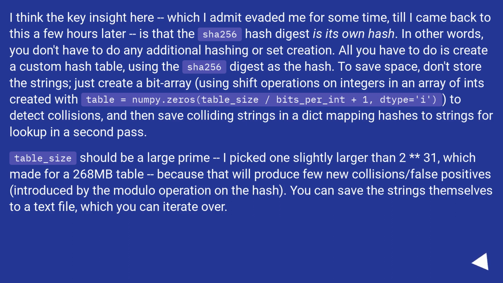created with table = numpy.zeros(table_size // bits_per_int + 1, dtype=int), to detect collisions, and then save colliding strings in a dict mapping hashes to strings for lookup in a second pass. Table_size should be a large prime. I picked one slightly larger than 2^31, which made for a 268 MB table, because that will produce few new collisions / false positives, introduced by the modulo operation on the hash. You can save the strings themselves to a text file, which you can iterate over.